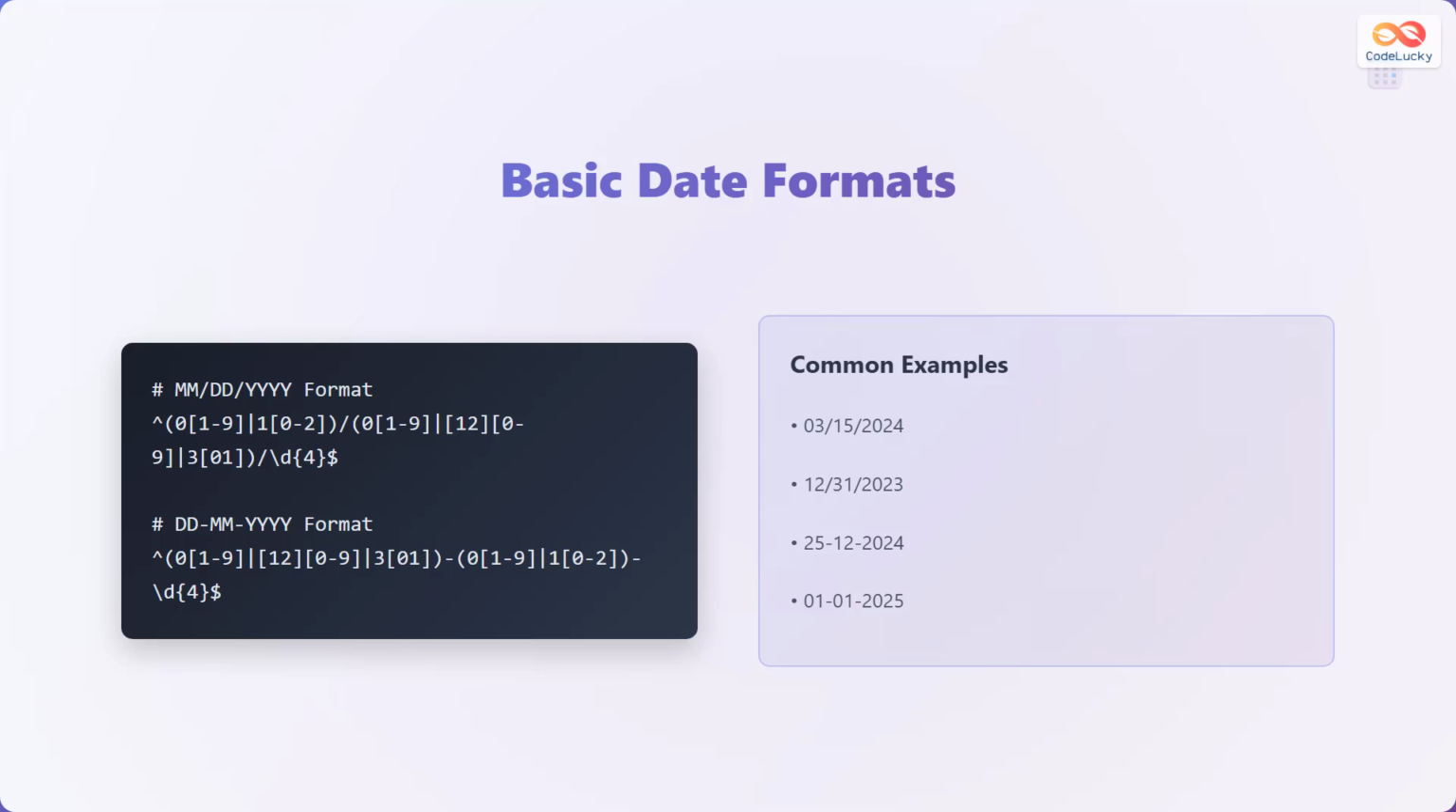The second RegEx is for the day, month, year format. Similar to the first one, it matches the day between 01 and 31, then a hyphen, followed by a month between 01 and 12, then a hyphen, and finally a 4-digit year. On the right are some examples. For the month, day, year format, we have March 15, 2024, and December 31, 2023. For the day, month, year format, we have 25th of December 2024 and 1st of January 2025.